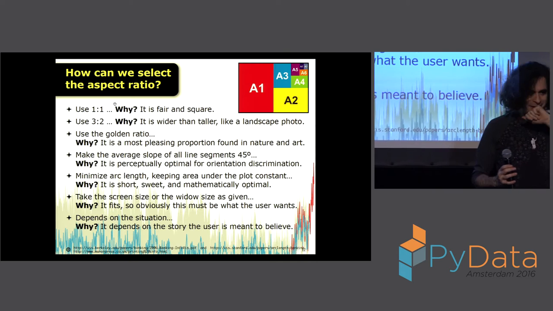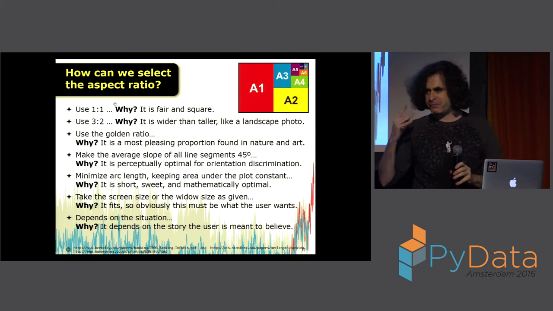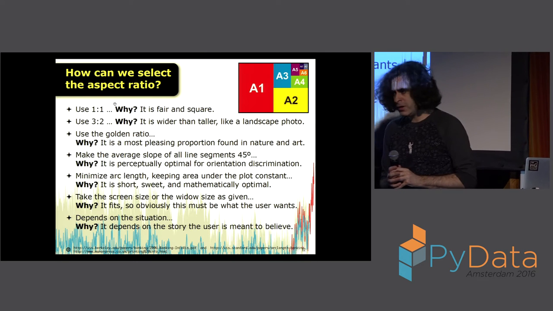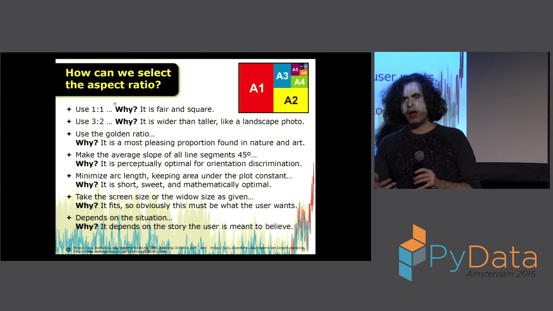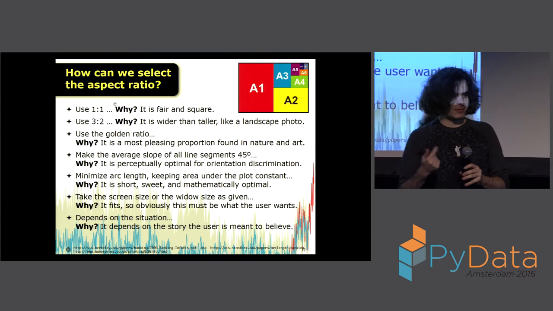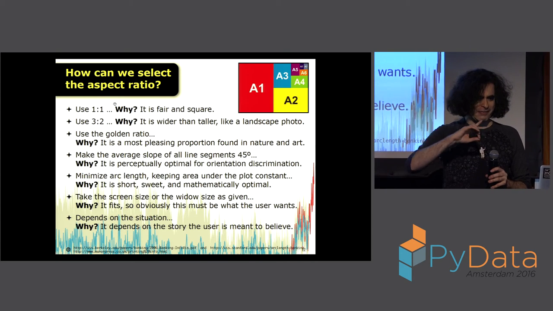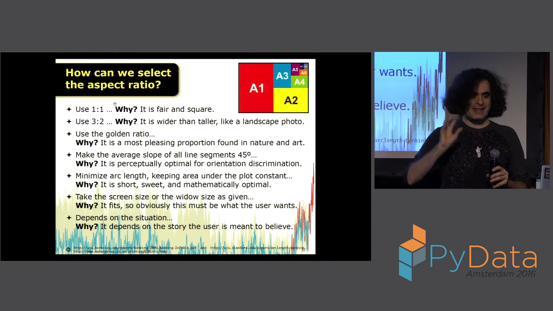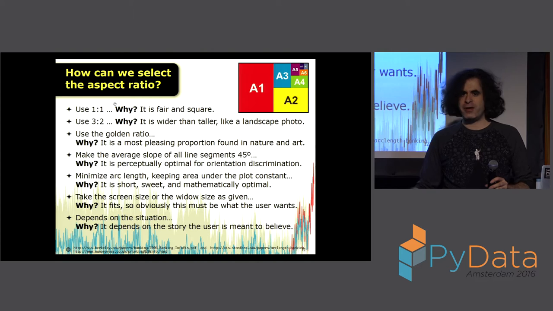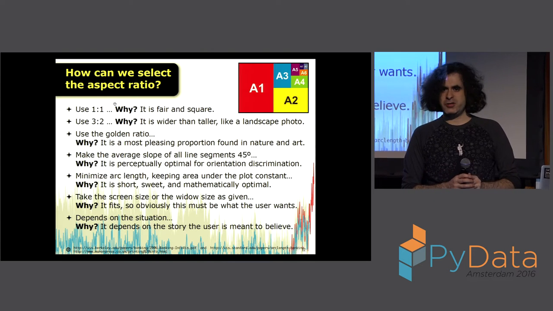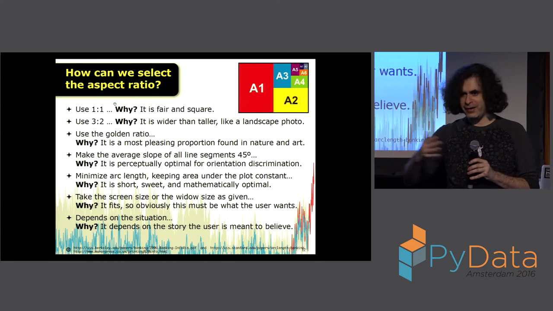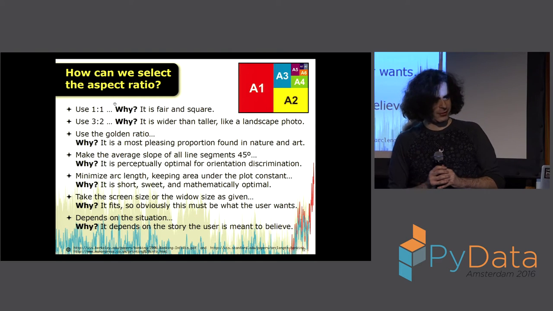There's a few of you. Now, what about if we take a more empirical approach and we look at it from the perspective of perceptual psychology, which tells us that if the average slope of all line segments is 45 degrees, well, that is optimal for orientation discrimination. Who thinks that's a good way of deciding? Perceptually optimal, a psychologist here, very good.